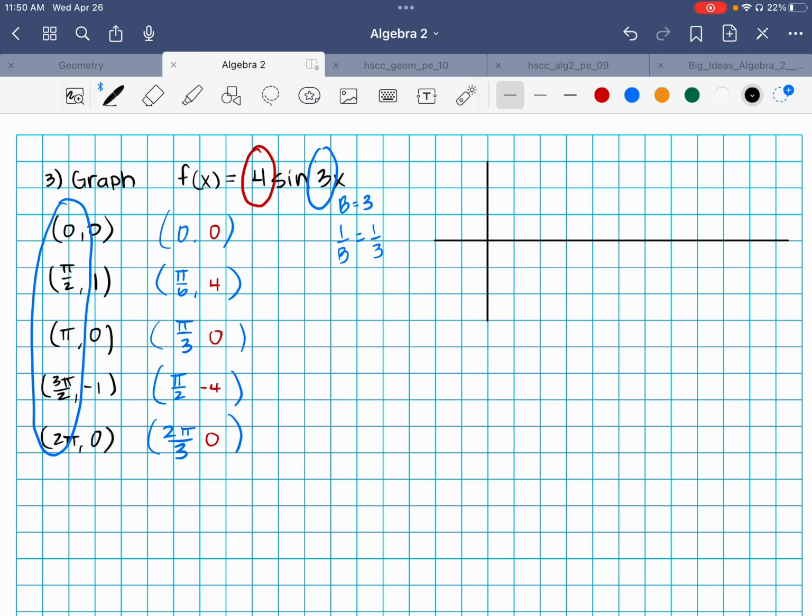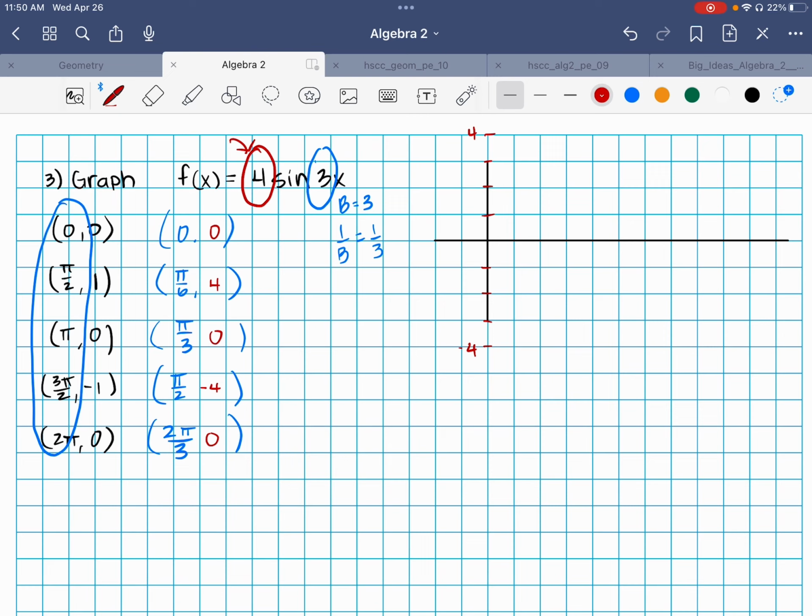So I'm going to partition my graph. My amplitude is 4 right there. So I'm going to go up 1, 2, 3, and 4. Since we got the space, nothing too crazy. I'm going to go down 1, 2, 3, and 4, down to -4. So we're going to go up 4, down to -4.